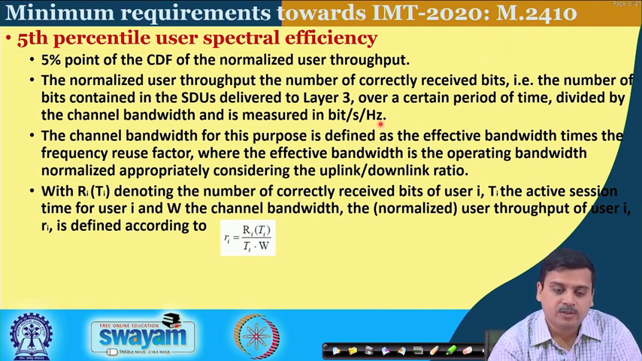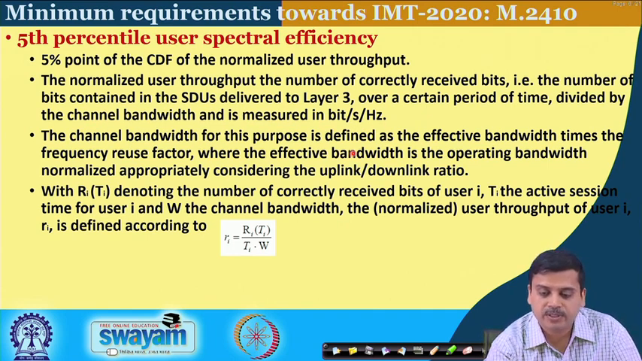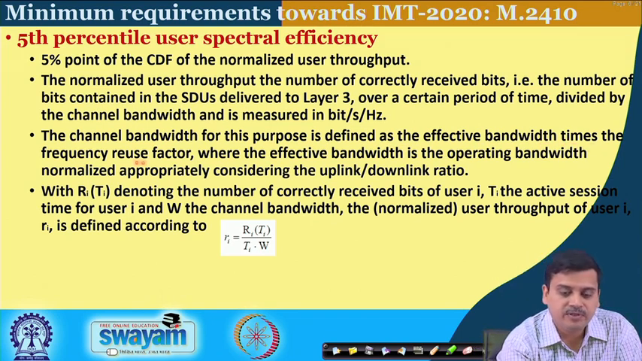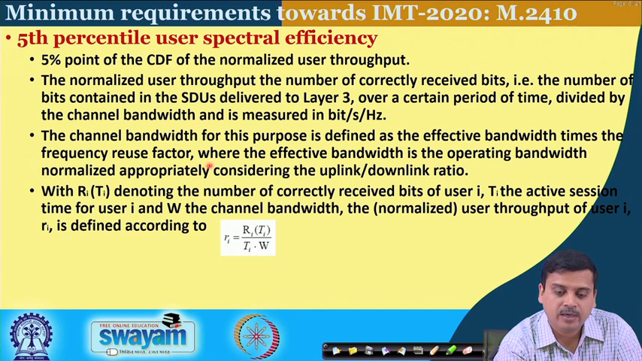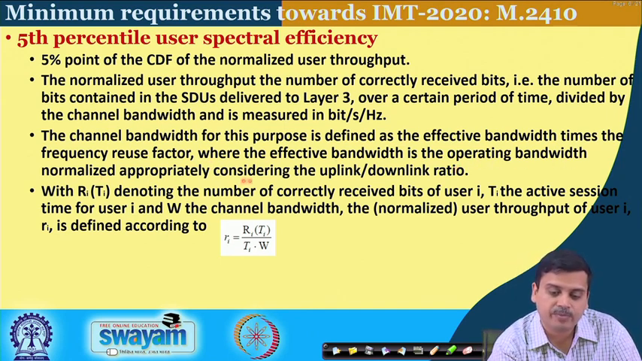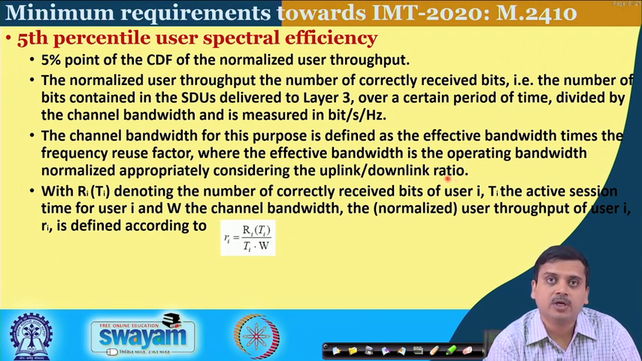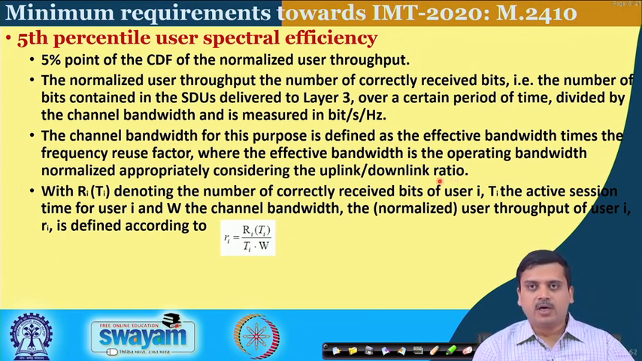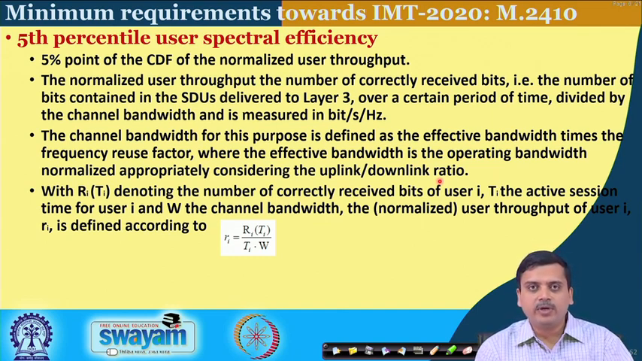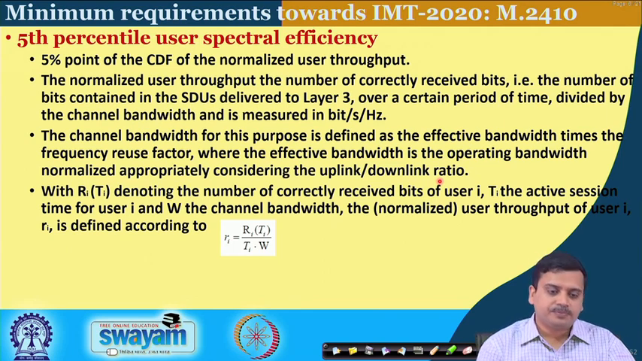Okay. So, the channel bandwidth for this purpose is defined as the effective bandwidth times the frequency reuse factor, where the effective bandwidth is the operating bandwidth normalized appropriately considering the uplink downlink ratio. So, you have to take everything into account. If there is a certain bandwidth and you are sharing it, a certain fraction for uplink and a certain fraction for downlink, then that must be taken into account.